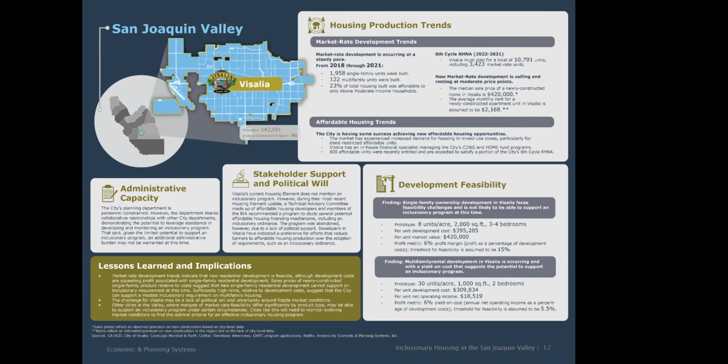And the lesson here really is that cities can choose to adopt inclusionary requirements on rental or ownership or both, as we saw in one of the cities that has a program. However, in Visalia, after talking with staff, the administrative capacity is really limited, and the political will, which they did go through a bit of a process and was tested recently, is not there at this time.